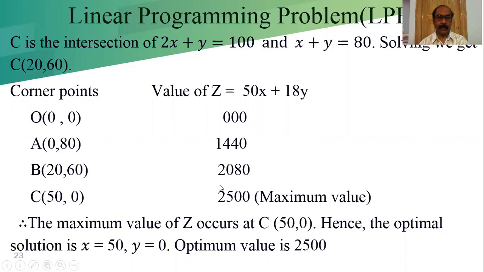So the optimum value is 2500 and the optimum solution is x equal to 50 and y equal to 0. The maximum value of z occurs at C(50, 0), hence the optimum solution is x equal to 50, y equal to 0 and the optimum value is 2500.